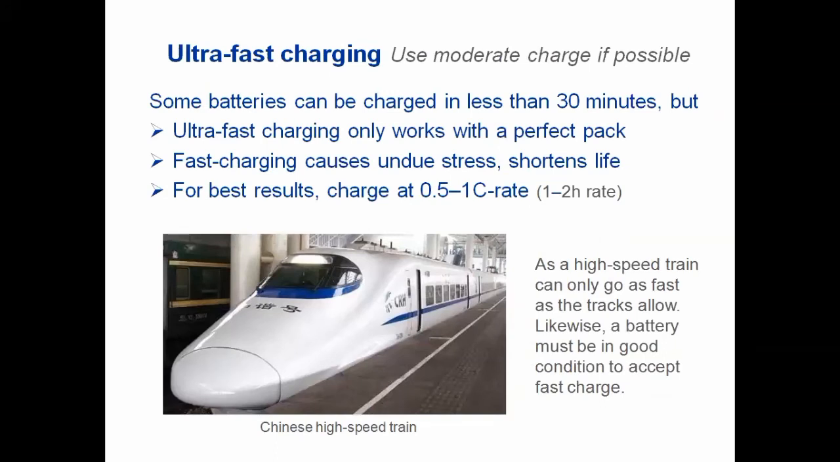Now, ultra fast charging batteries. Charging batteries that takes less than 30 minutes are categorized as ultra fast charging. Ultra fast charging only works with the perfect battery. Fast charging adds stress and shortens the life. So even though we get fast charging, it reduces the life of the batteries. For best results, we have to use charge rates of 0.5 to 1C. As a high speed train can only go as fast as the tracks allow, like this, a battery must be in good condition to accept fast charge. So only that type of battery would be sustainable for fast charging.